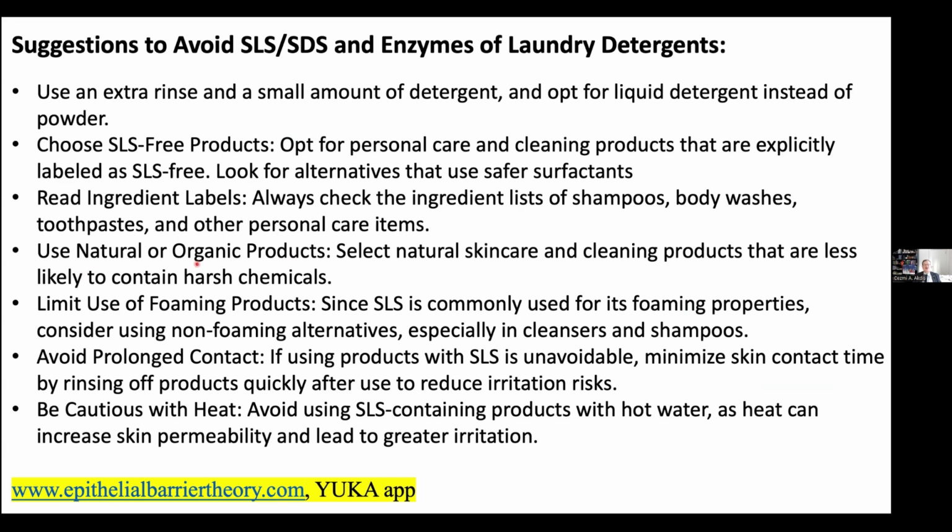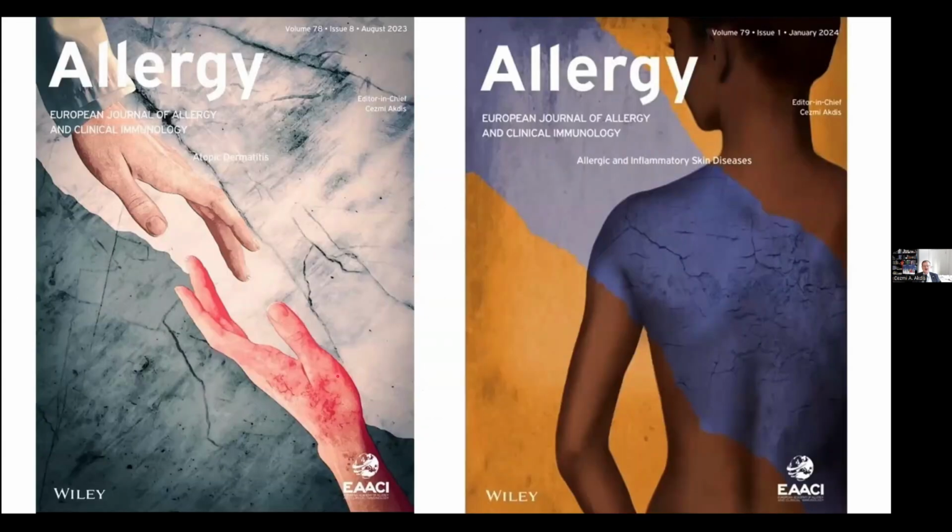It's suggested to use natural and organic products, and limit the use of foaming products, because too much foaming is only obtained with a high dose of sodium lauryl sulfate. It's also important to avoid prolonged contact, usually for hair washes and for body washes. We showed, though it's unpublished, that 30 seconds is sufficient to break the barrier at a high dose of contact with sodium lauryl sulfate. And too much heat together with sodium lauryl sulfate is also damaging to the tissues.